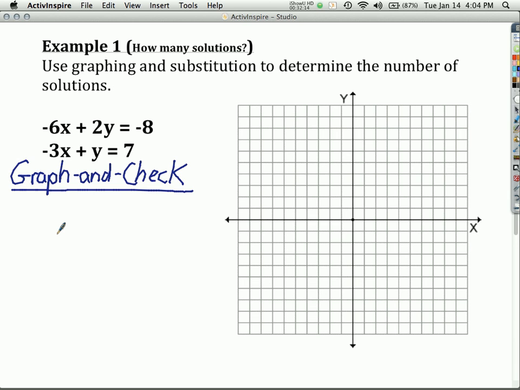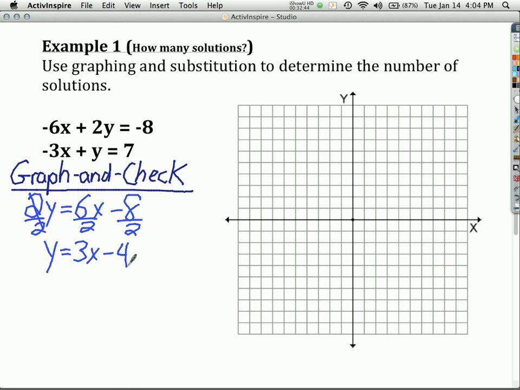Sebastian? Add 6x to both sides, and we'll end up with 2y equals 6x minus 8. And how do we get it finally in slope-intercept form? Ania? Divide everything by 2. Very good. And so we're going to end up with y equals 3x minus 4.